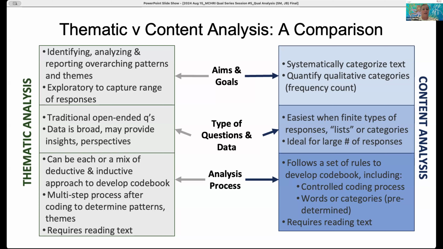This type of analysis is ideal for a large number of responses, just because this is a good way to very quickly scan your qualitative data, get some quantification of broad categories, and it might actually help you identify what you want to do a deeper dive for the thematic analysis for. The analytic process itself for content analysis follows a very specific, controlled code book development. You can't start counting things until you know what you're counting, right? So you have to predetermine your code book in advance. You can still develop the code book iteratively. However, once you start this application, it should be a stable code book. And again, it requires reading of text.